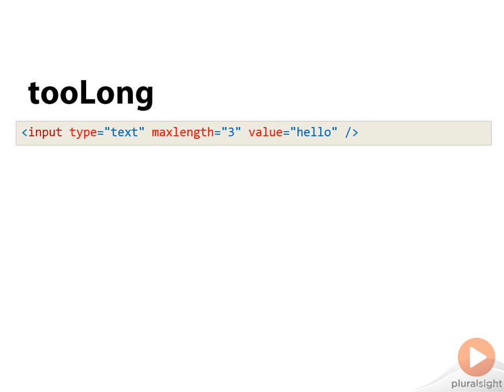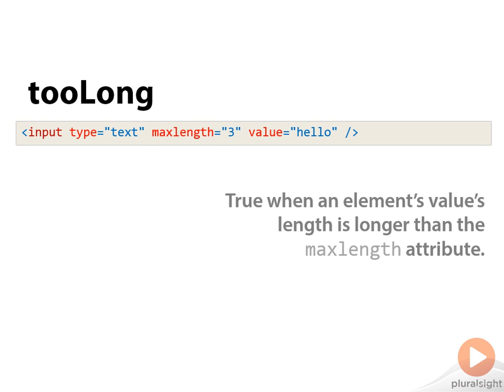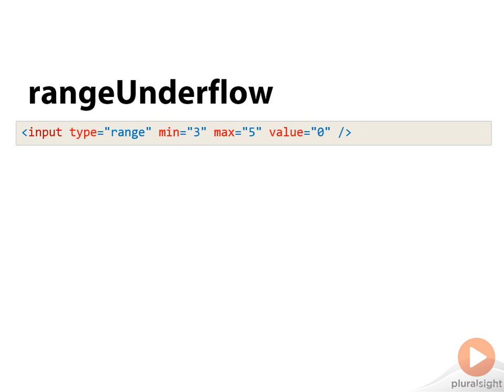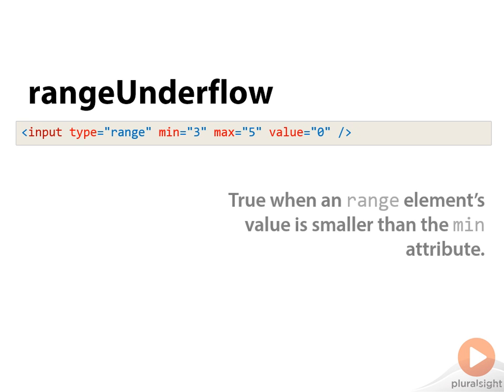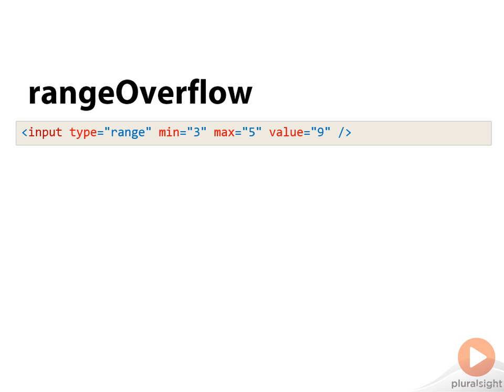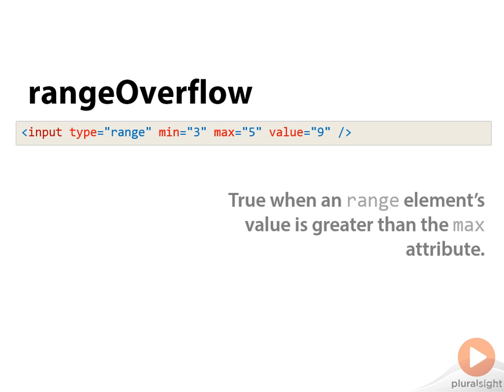The too long rule returns true when an element's value's length is longer than the max length attribute. So here the value of hello is 5 characters when the max length will only allow 3. The range underflow rule returns true when a range element's value is smaller than the min attribute. So in this case, the value is 0, but the minimum value allowed is 3. Similarly, range overflow returns true when a range element's value is greater than the max attribute. So here I have a value of 9, and the max allowed is 5.